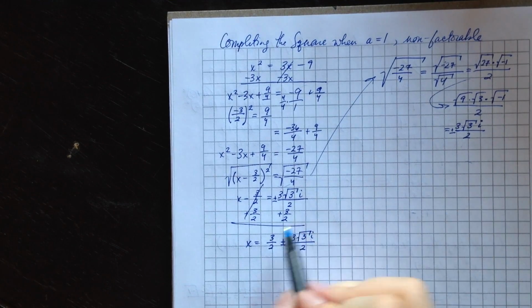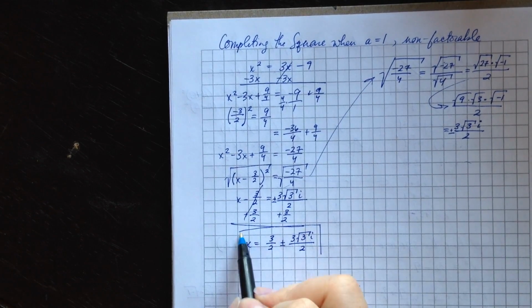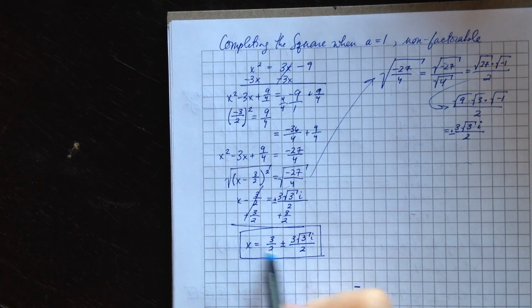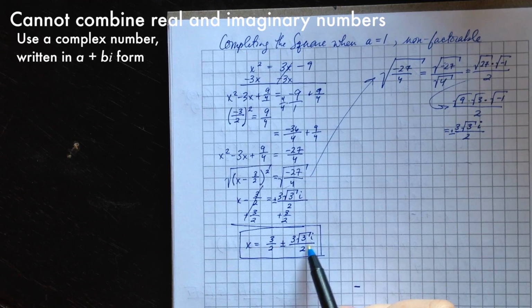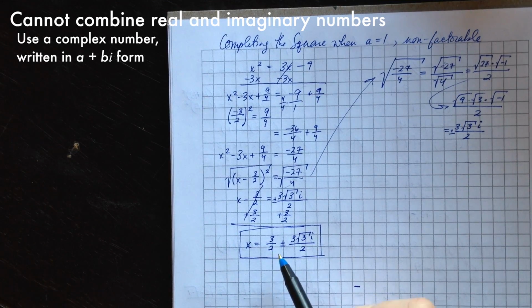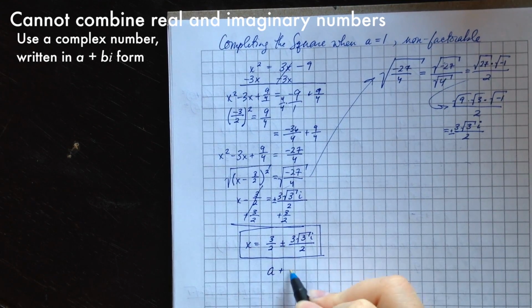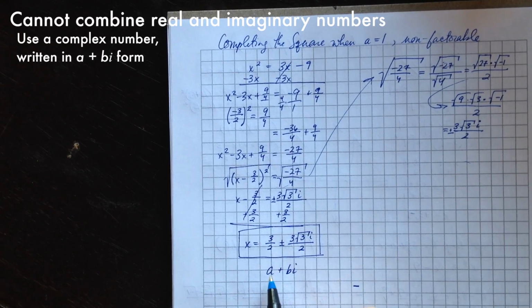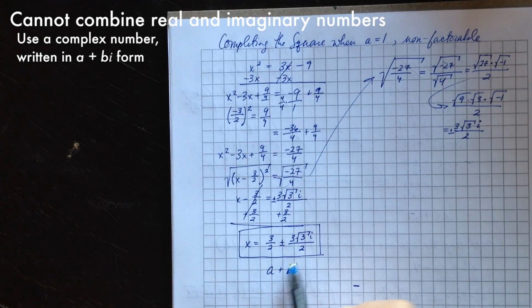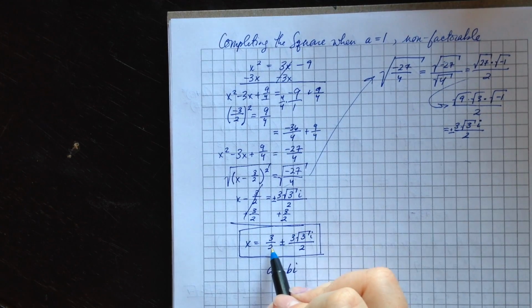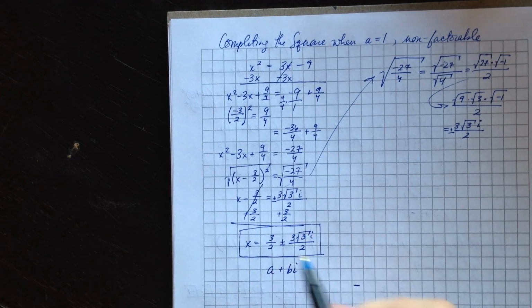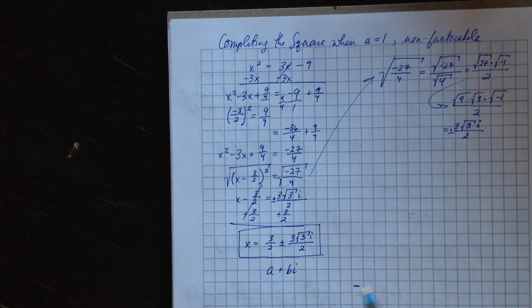You'll notice that even though this is the final answer, I did not express this over one denominator, because this is an imaginary number and this is a real number, and we always write complex numbers in a plus bi form, where a is our real portion and bi is our imaginary portion, and together it is a complex number. So together this is a complex number. This is the real part and this is the imaginary part. And that's our answer.